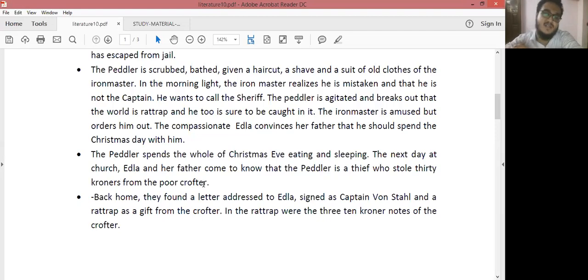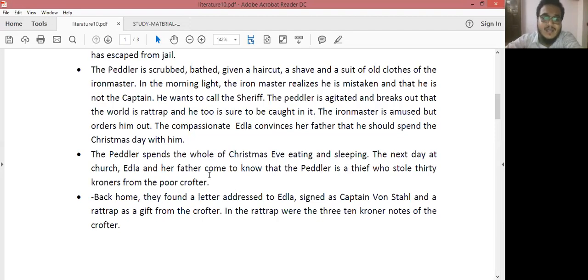So after enjoying Christmas, helping the peddler to eat and sleep, what was their motto? To serve a poor vagabond or tramp, a poor man. In a similar way they treated him like a human, means humanitarian behavior. Like a captain, they should treat him. What was the mistake done by the iron master? He thought he was a captain. So similarly, Edla behaved with him in the same way.